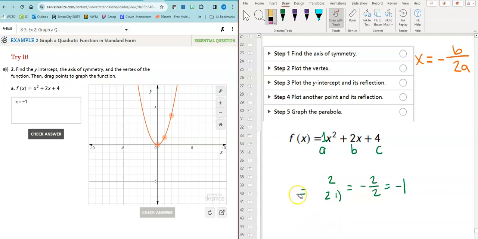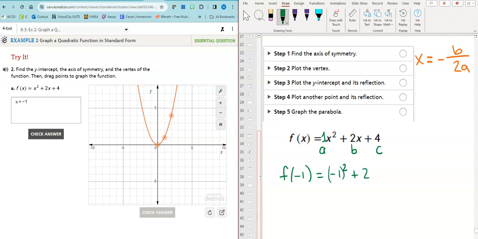Okay. To make space, I'm going to erase this, so I can do the next step. So now that I found my axis of symmetry, x is -1, my x value of the vertex, I'm going to find the y value of the vertex. So I'm going to take this equation and I'm going to replace x with -1. So f of -1 is equal to -1 squared plus 2 times -1 plus 4.